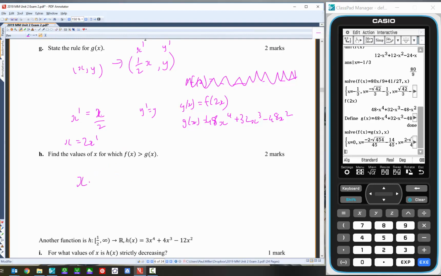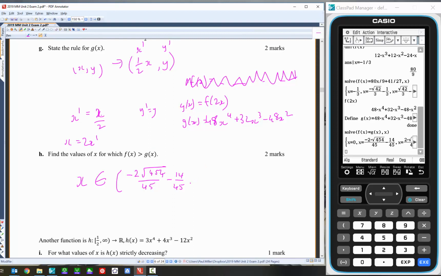so x is an element of, we're going to go and say that it is negative 2 root 454 over 45, take 14 over 45. Now notice that I'm not including that point because the functions are actually equal to each other at the intersection point. We want when this function is greater than.